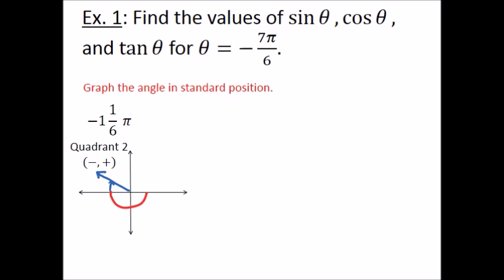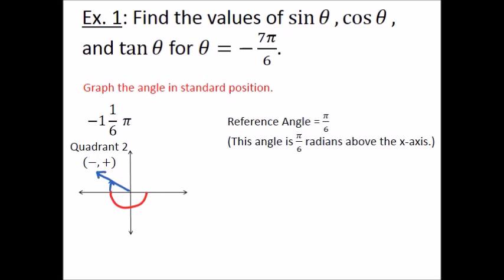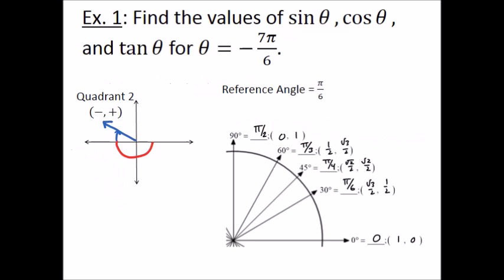The reference angle is the smallest number of degrees or radians between the angle and the x-axis. Here, the angle is pi over 6 radians above the x-axis, so the reference angle is pi over 6. Using a diagram of the first quadrant of the unit circle, I can see that a reference angle of pi over 6 has coordinates √3/2, 1/2. -7 pi over 6 will match to the same point, except that its x-coordinate will be negative because it's in the second quadrant. So the angle -7 pi over 6 will hit the unit circle at the point -√3/2, 1/2.